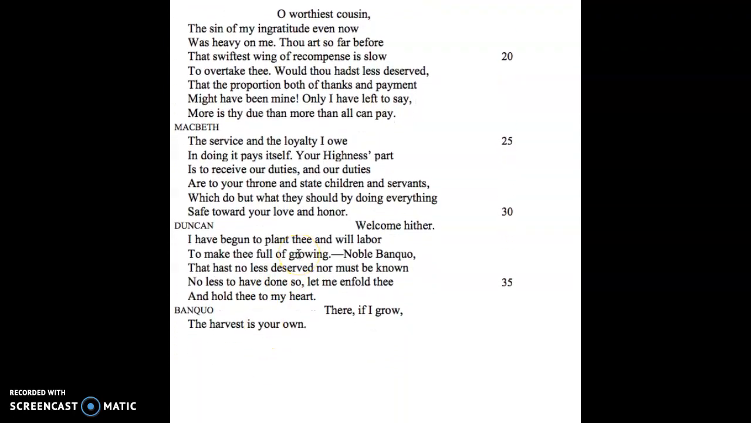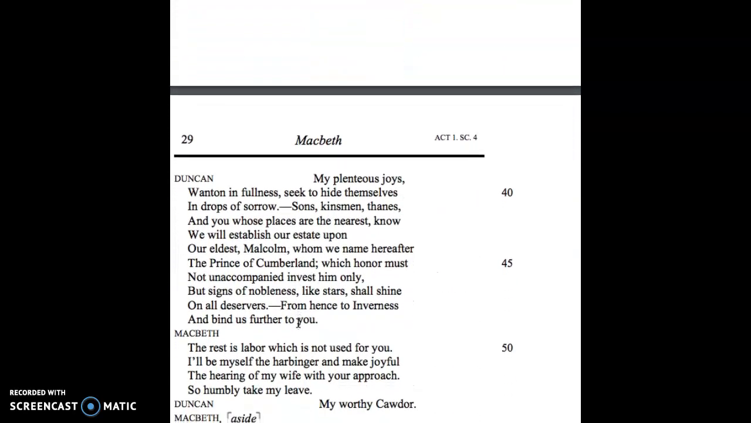Okay, down here, Duncan says, I owe you a lot. Macbeth says, you don't owe me anything, because the loyalty and the service that I owe you pay for itself. Duncan says, well, I've begun to plant you, and I will labor to make you full of growing. Another plant motif or nature motif. Macbeth takes this as a promise that more good is to come to him. Banquo picks up on this same motif because he starts making references to harvesting too.